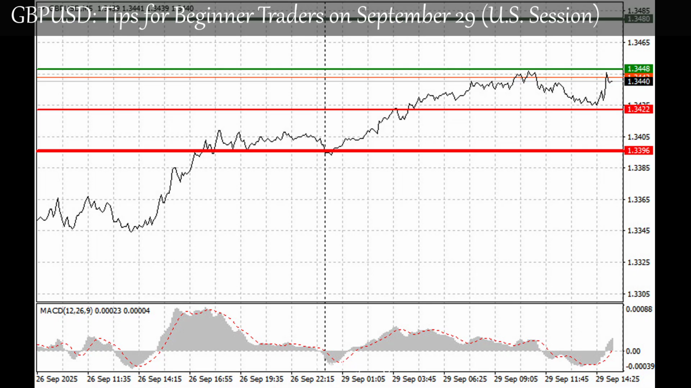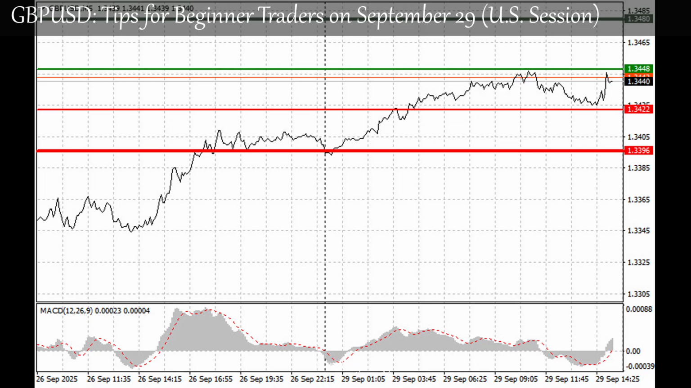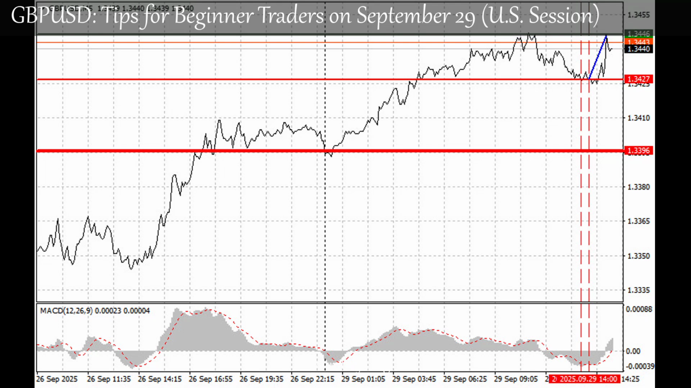Chart notes: the thin green line is the entry price for buying the instrument, the thick green line is the suggested level to place take profit or fix profits manually, since further growth above this level is unlikely. The thin red line is the entry price for selling the instrument, the thick red line is the suggested level to place take profit or fix profits manually, since further decline below this level is unlikely. MACD indicator: when entering the market, it is important to rely on overbought and oversold zones.